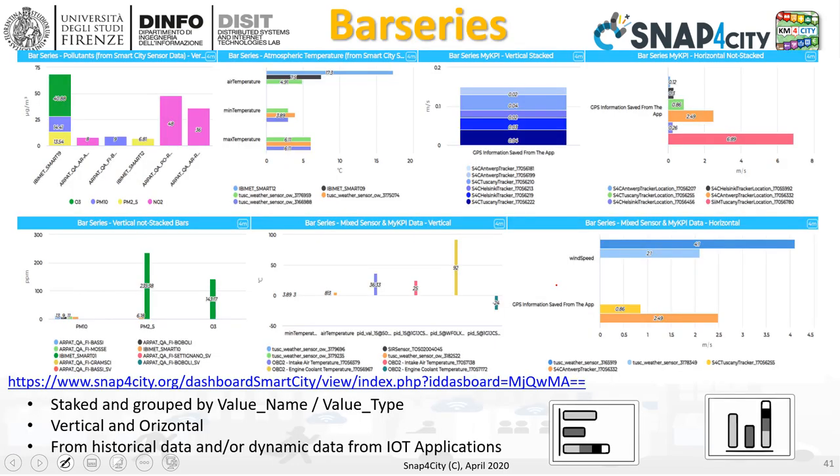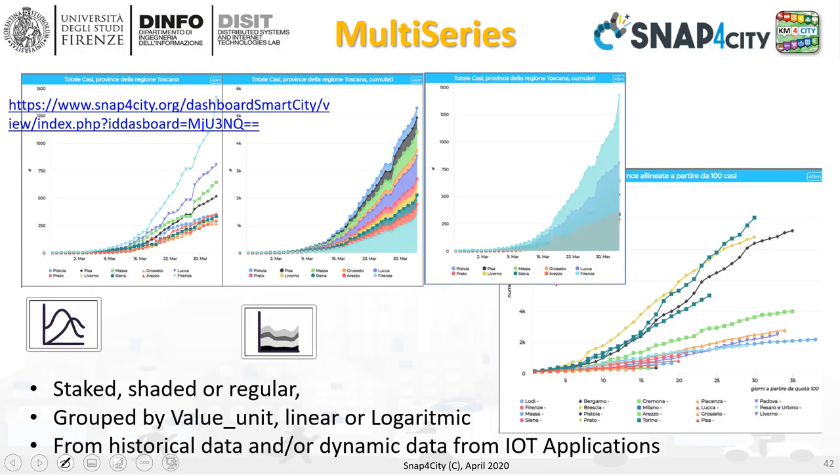You can have also speedometers or other widgets as well. This is an example of bar series. Again, you can jump to see this dashboard. The bar series can be used for histograms or for comparing values from different kinds of sensors and so on. They can be stacked or not stacked, vertical, horizontal, and they can even be generated automatically from the IoT app. So you may have a multi-series, that means multiple tracks with the same time schedule.